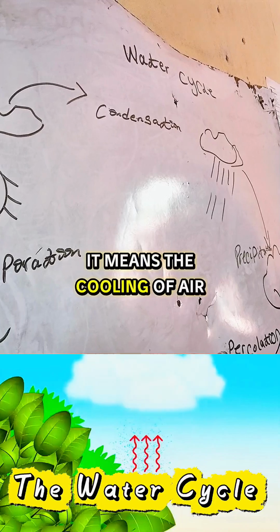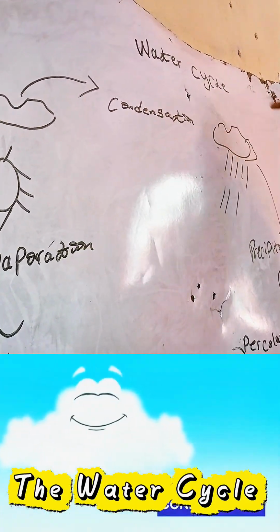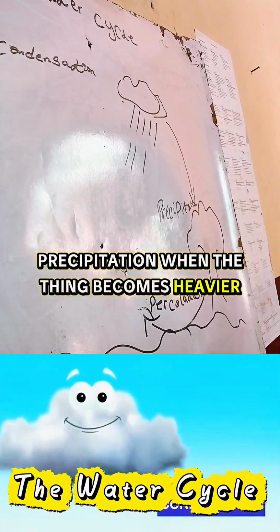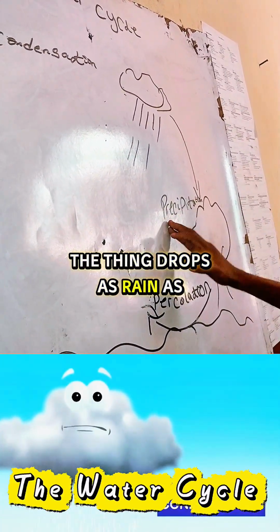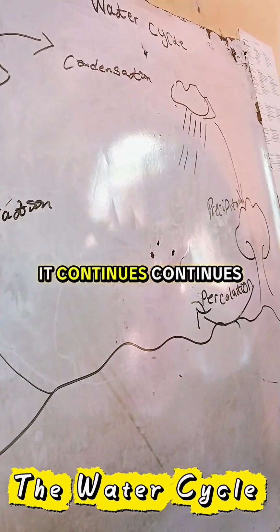Condensation means the cooling of air, which later falls as rain or snow. And then we come to precipitation. Precipitation, when the cloud becomes heavier, drops as rain or snow on the ground. This illustration doesn't stop. It continues to the end.